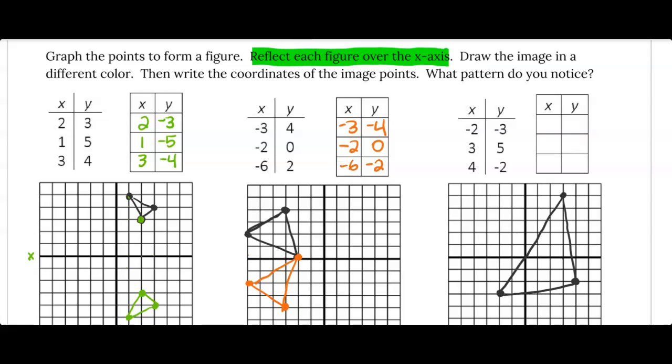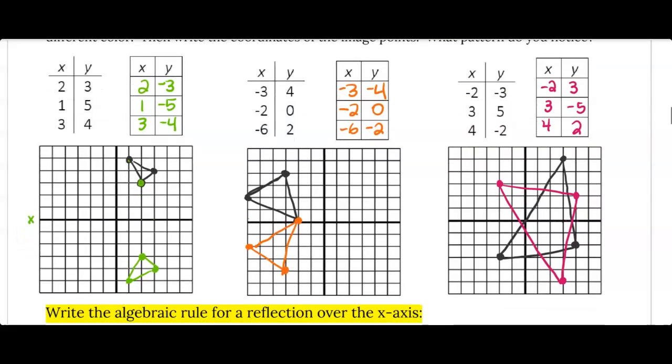You try and do the last one and come back to see if your coordinates match mine. For the last one, you should have gotten that the coordinates were negative 2, 3, 3, negative 5, and 4, 2. So when we compare, if we want to write a rule, then we want to compare our tables. We can see that the x values in each table all stayed the same. They did not change. But we can see that our y values, on the other hand, all changed.